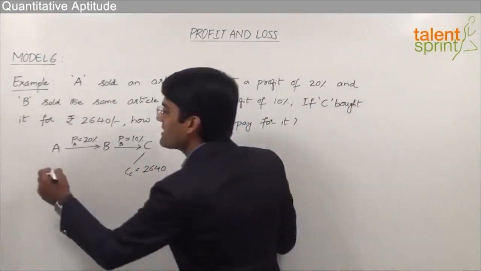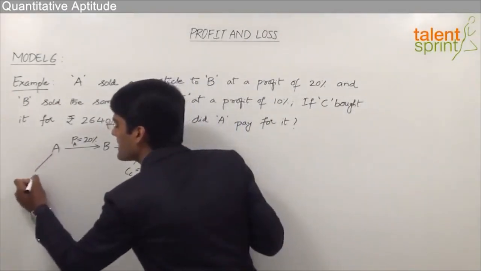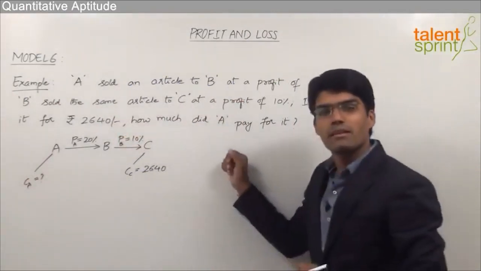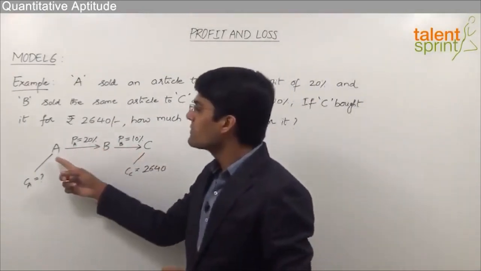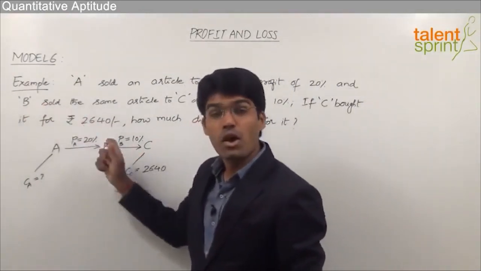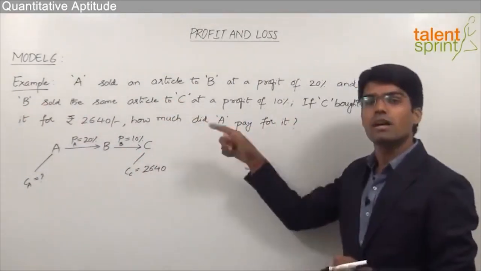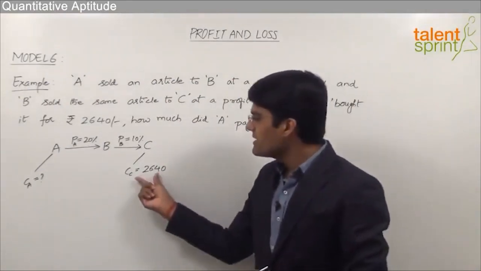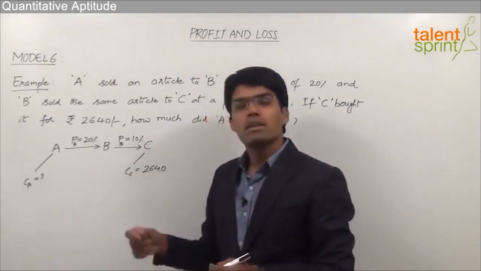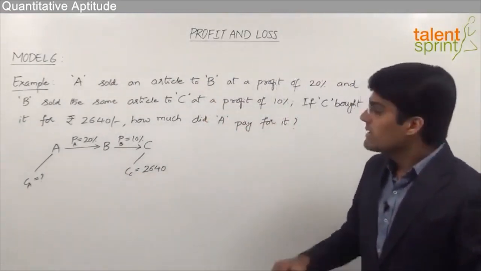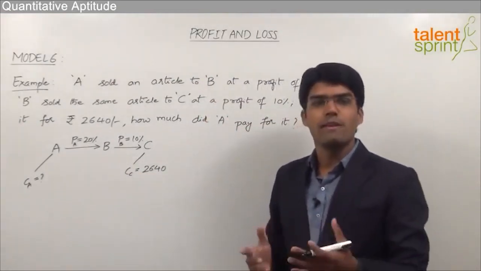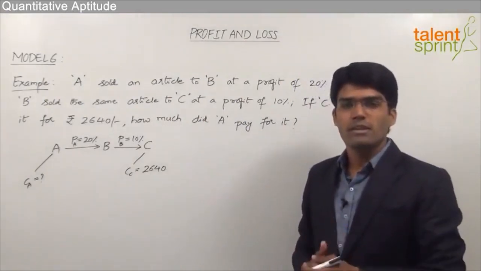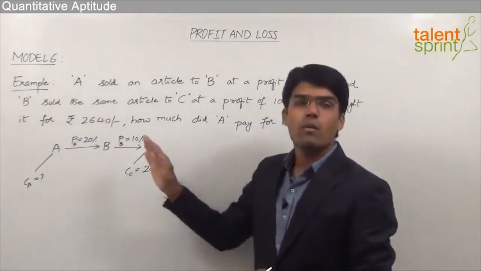And we are supposed to find out how much did A pay for it. That means what is the cost price for A? Let us take it as CA. So CA has to be calculated. Why? Because A also has bought this article from someone else. So how much did A pay for this article to the other person? Which is nothing but the cost price for A. So the cost price of C is given and we are supposed to find out the cost price of A. Now this particular question here can be solved in various ways. One way of solving the question here would be to go in the backward direction.